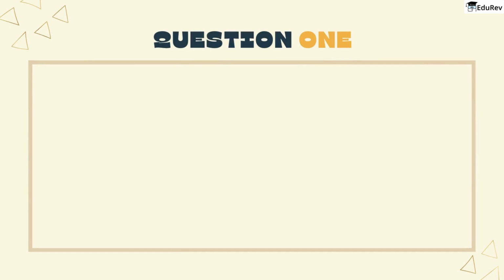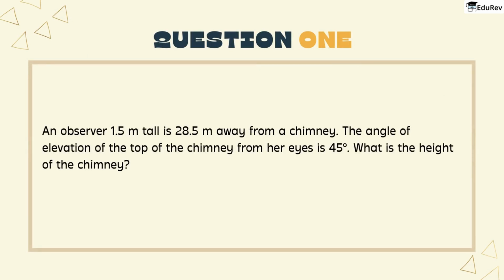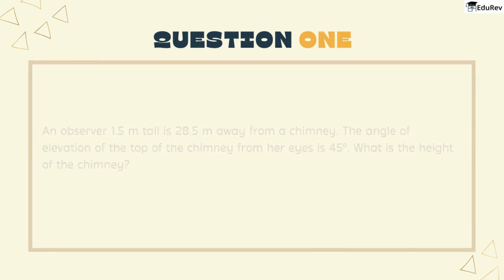Question 1. An observer 1.5 meters tall is 28.5 meters away from a chimney. The angle of elevation of the top of the chimney from her eyes is 45 degrees. What is the height of the chimney? Try once on your own. Solution. Always remember, before solving any question, draw a figure.